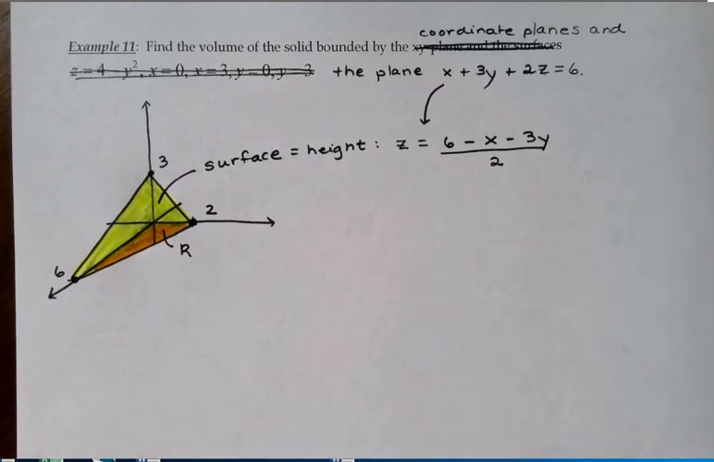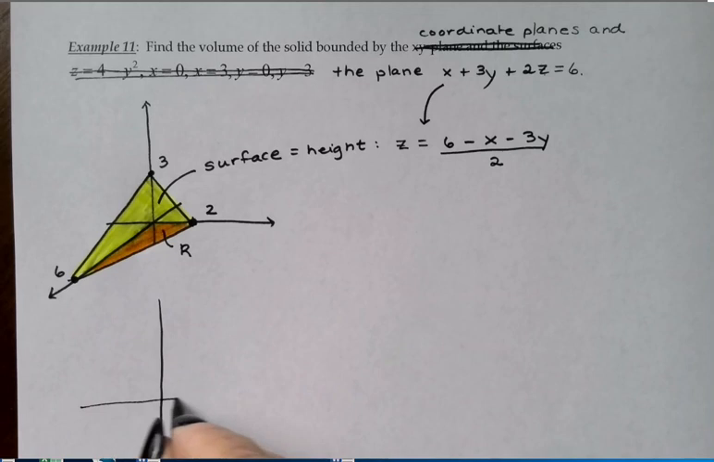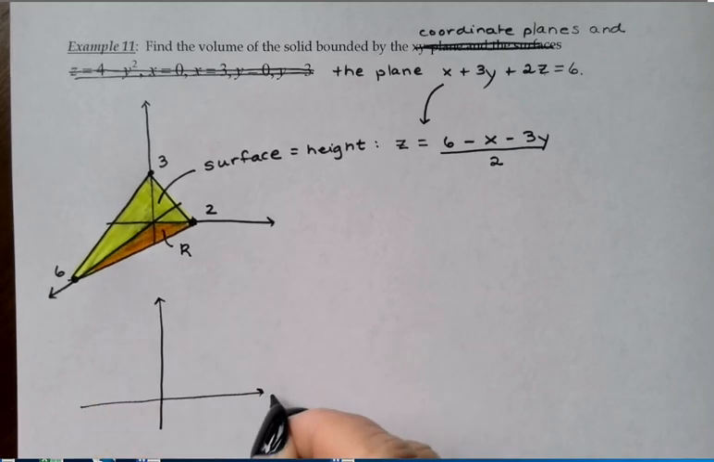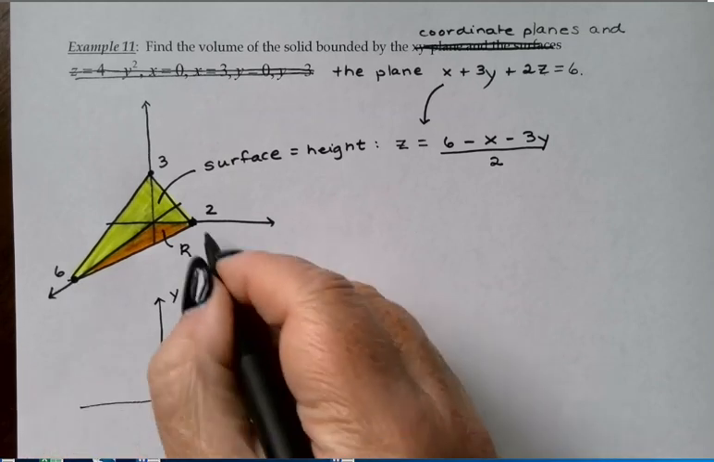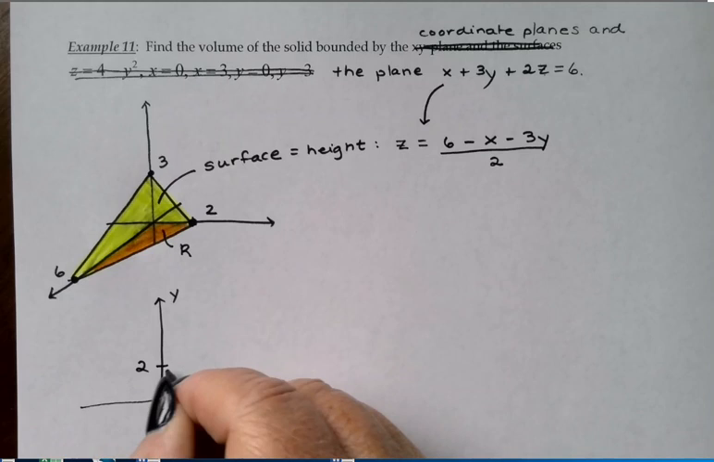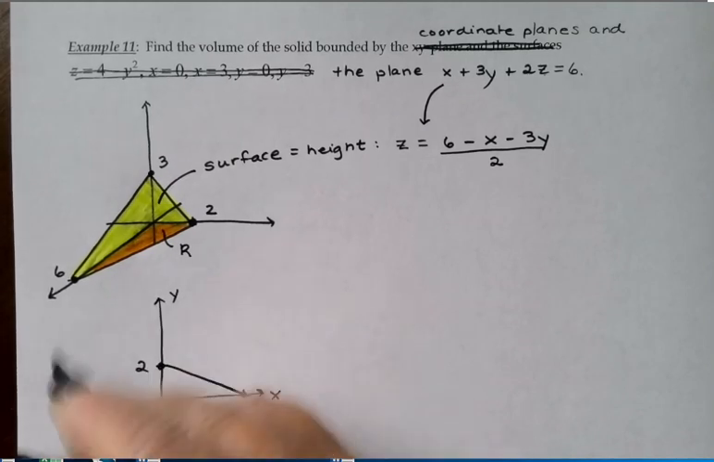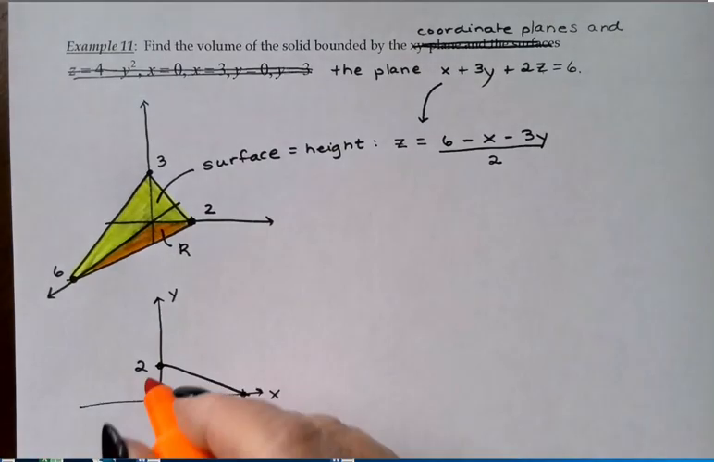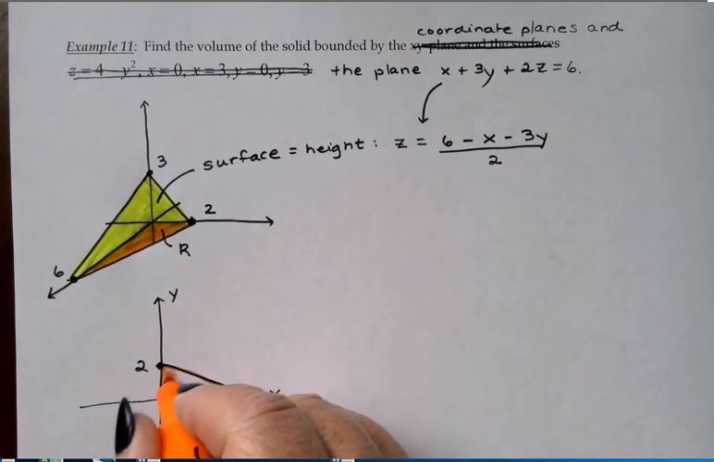And again, I'm going to draw my r all over again in just an xy coordinate system. The x-intercept was 6. The y-intercept was 2. And the axes form boundaries. So here's that same region R in the xy plane.